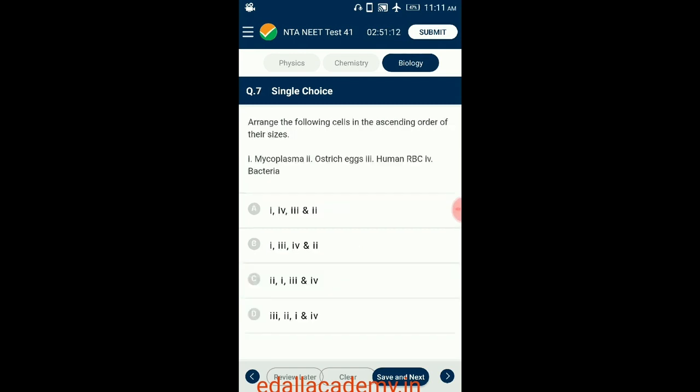Question number 7. Arrange the following cells in the ascending order of their sizes. 1 is mycoplasma, 2 is ostrich egg, 3 is human RBC, 4th one is bacteria. Mycoplasma is the smallest living cell, only 0.3 micron in length, while bacteria could be 3 to 5 micron. The largest isolated single cell is the egg of an ostrich. Among multicellular organisms, human red blood cells are about 7 micron in diameter. So the correct order is option 1.